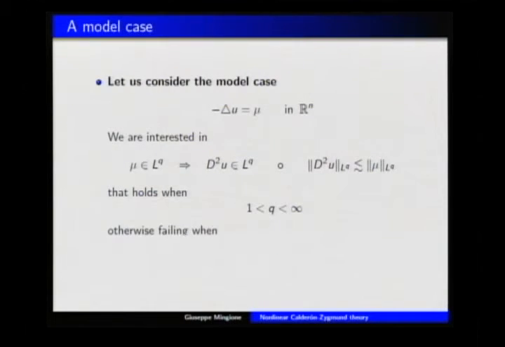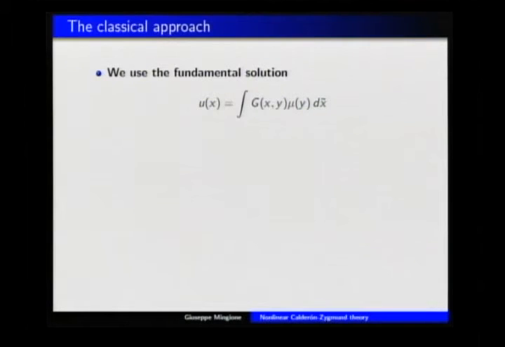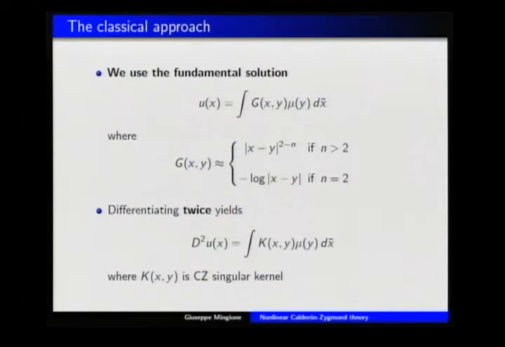Okay. And let me recall the classical strategy for solving this problem and proving this result. Of course, when you have the Poisson equation, this is a very favorable case because you can have an explicit representation formula for the solution in terms of the so-called Green's function. Therefore, you can convert your PDE problem into an integral equation problem, and you can see that u is just the image of this operator. What happens is that the Green's function is this one, and therefore, after a couple of differentiations, you can get that the second derivatives can be represented by another integral operator.